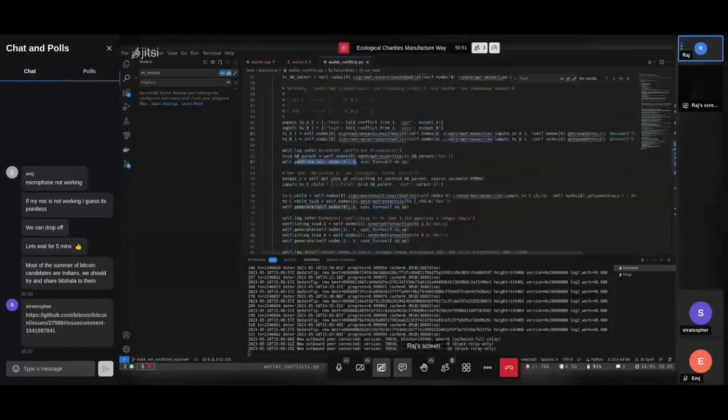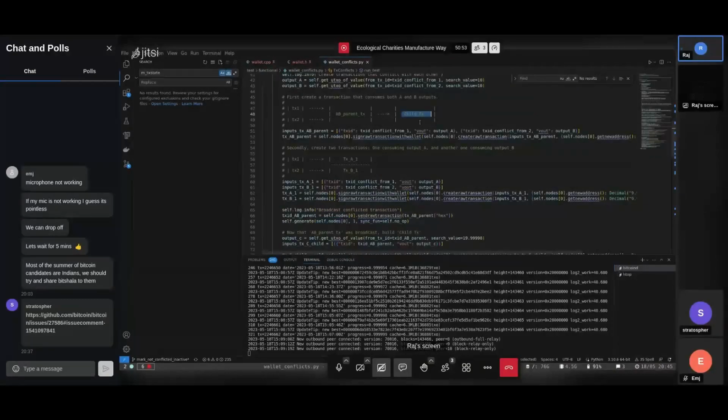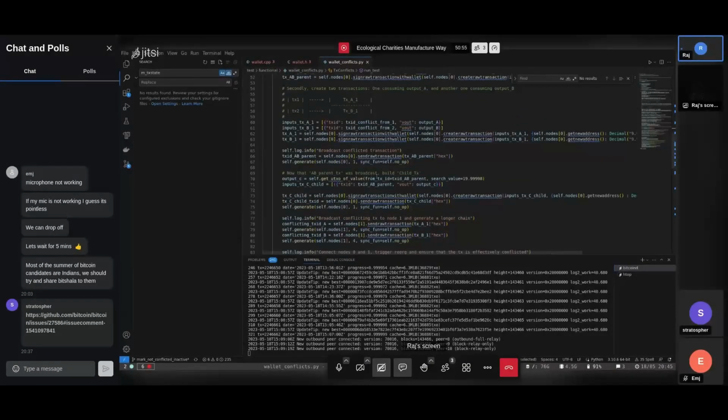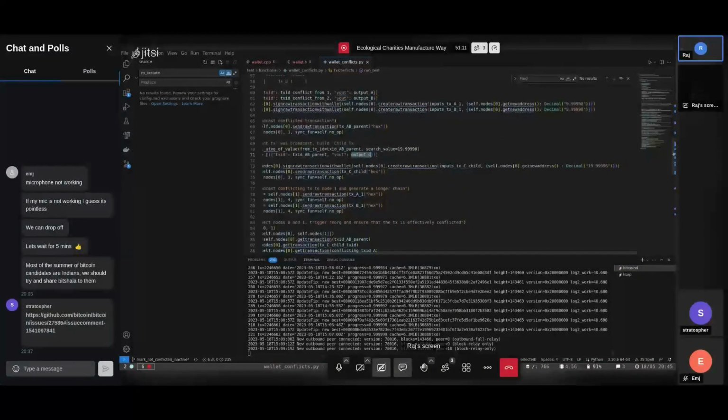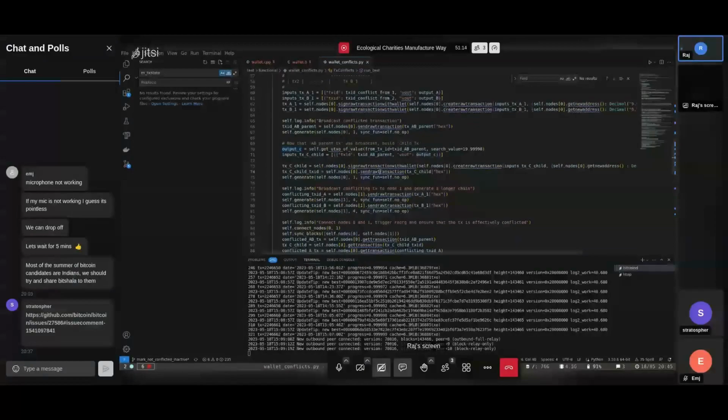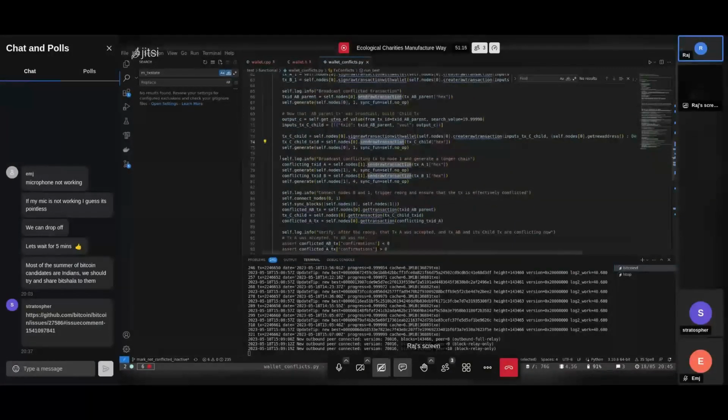And then it's creating the child transaction, this one, which spends from one input from the AB transaction. So it has only one input, the TXID of the AB transaction, and only one output. Then it spends some amount to the node address, and then it sends that raw transaction.